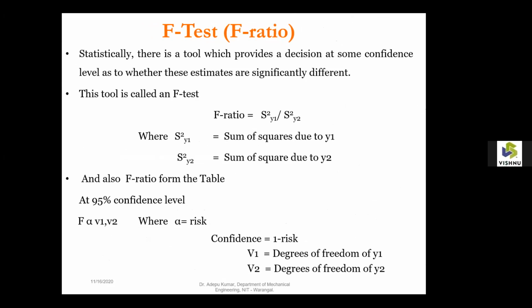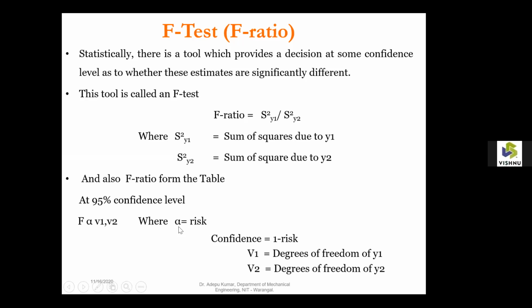Another important one is the F ratio, the statistical Fisher's ratio, which should be calculated like this. F ratio is the sum of squares due to y1 divided by the sum of squares due to y2. You should also see the F ratio from the table. This is to be calculated from the analysis, and also you should see it at the 95% confidence level. That is F alpha, with degrees of freedom V1 and V2.